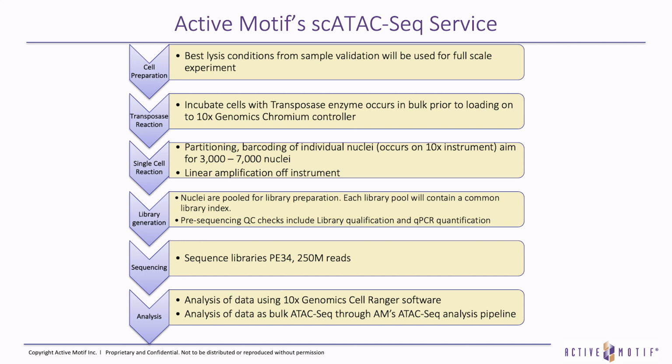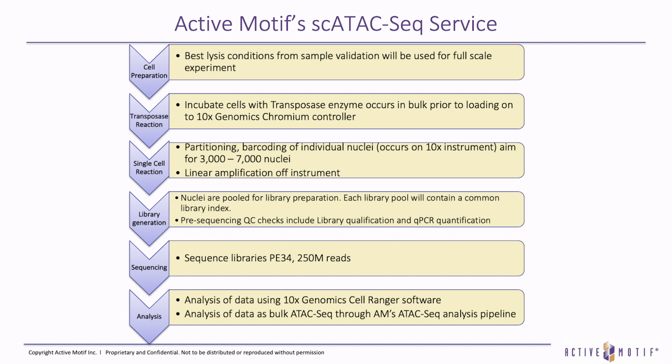We then incubate the nuclei with the transposase enzyme. We then use the 10x Genomics Chromium controller and reagents to barcode individual nuclei. We aim for typically about 3,000 to 7,000 nuclei. The nuclei are pooled for library preparation, and each pool will contain a common library index to allow for multiplexing on the sequencer.